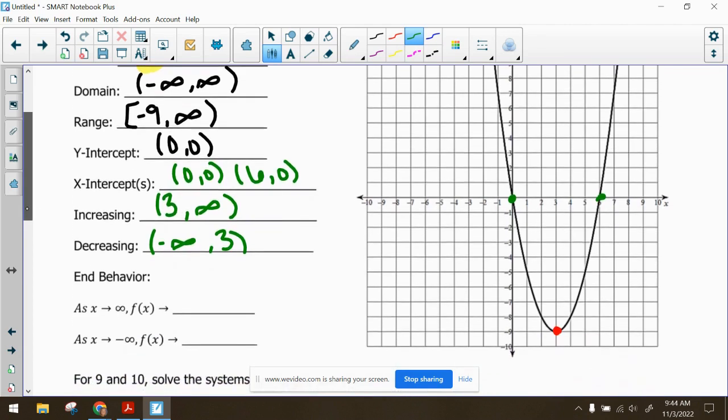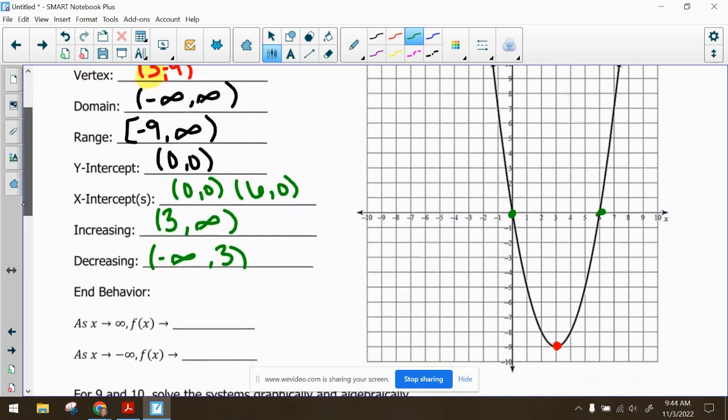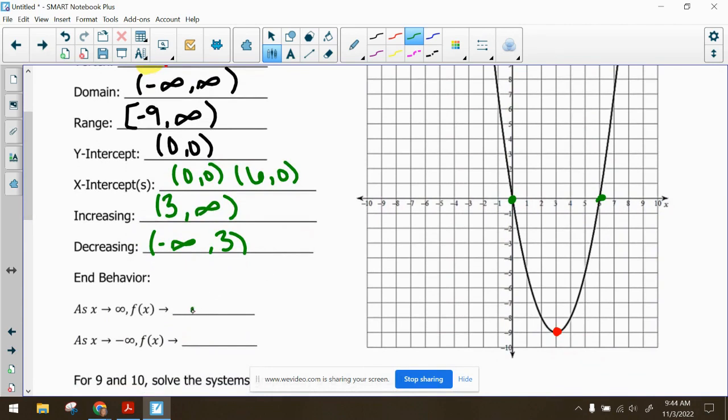And finally, our end behavior. I notice that both of my endpoints are going up, so my end behavior both goes to infinity. So if they're going up, you fill in positive. If it's going down, you fill in negative.